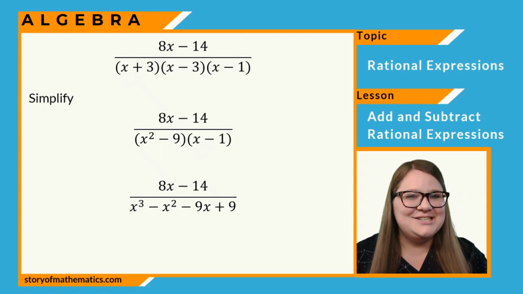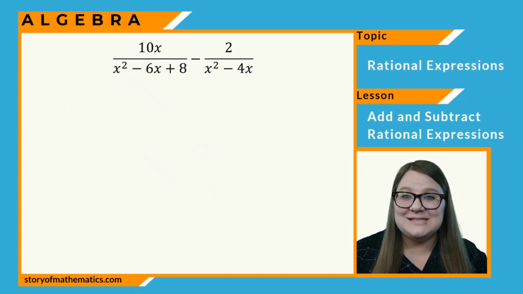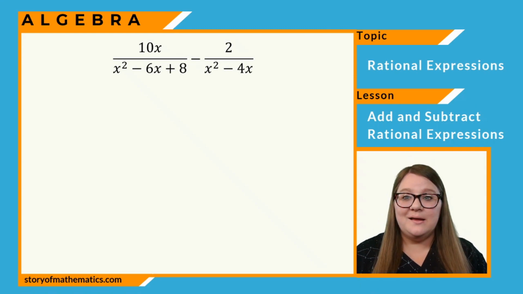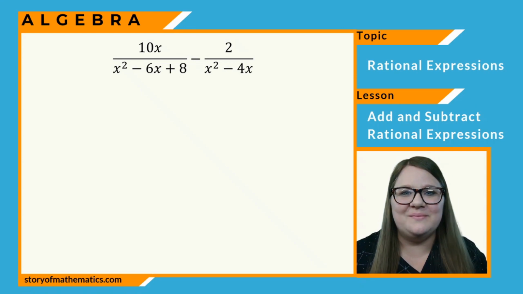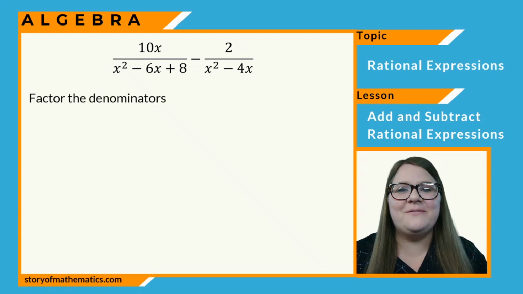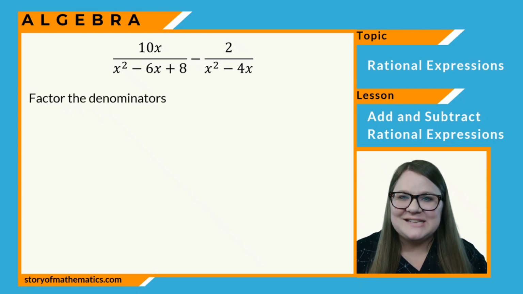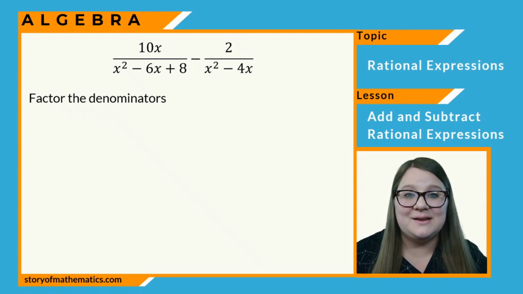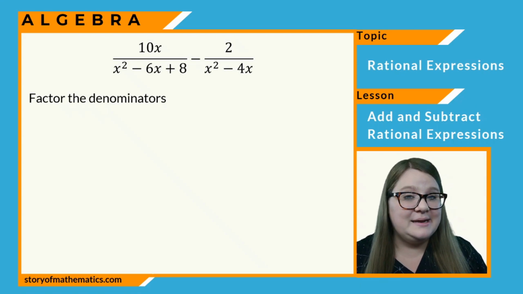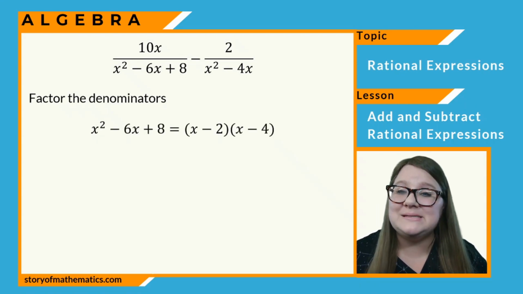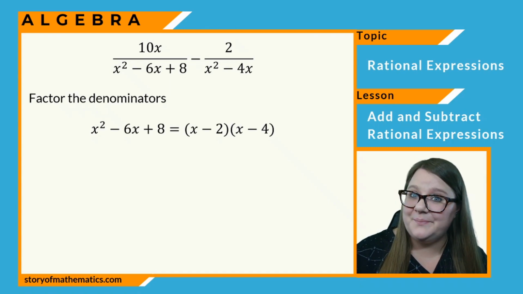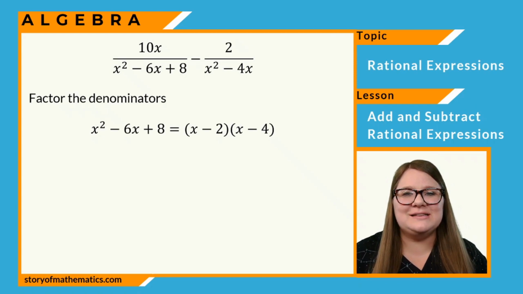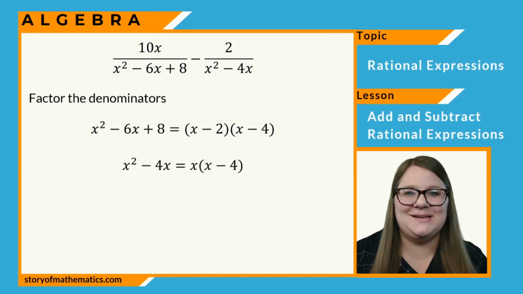All right, so that was my addition example. Let's take a look at a subtraction example. Let's say I give you 10x over x squared minus 6x plus 8 minus 2 over x squared minus 4x. Again, I want to start by factoring the denominators. When I have x squared minus 6x plus 8, I need to find two numbers that multiply to 8 and add to negative 6. Those two numbers are going to be minus 2 and minus 4. So my factored form is x minus 2 times x minus 4. On the other hand, x squared minus 4x has a greatest common factor of x. So I'm just going to pull that out and be left with x minus 4.